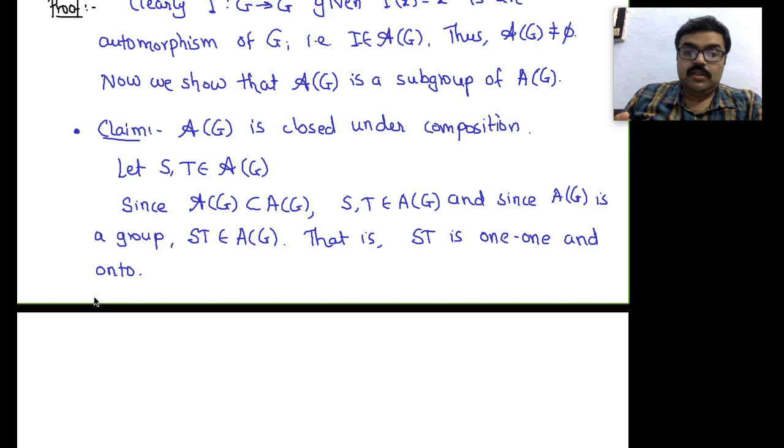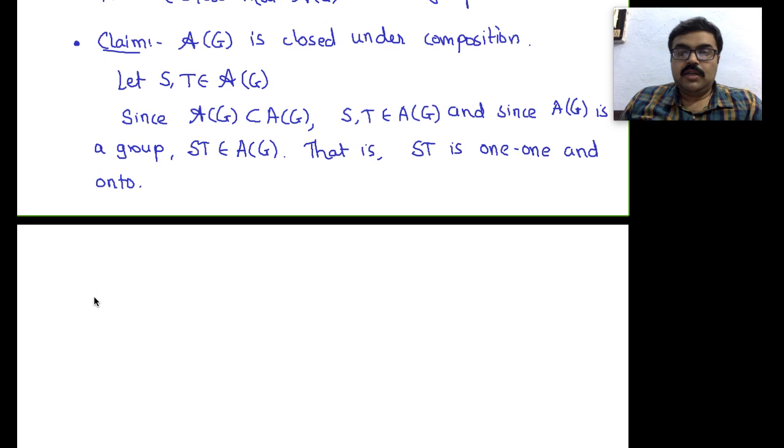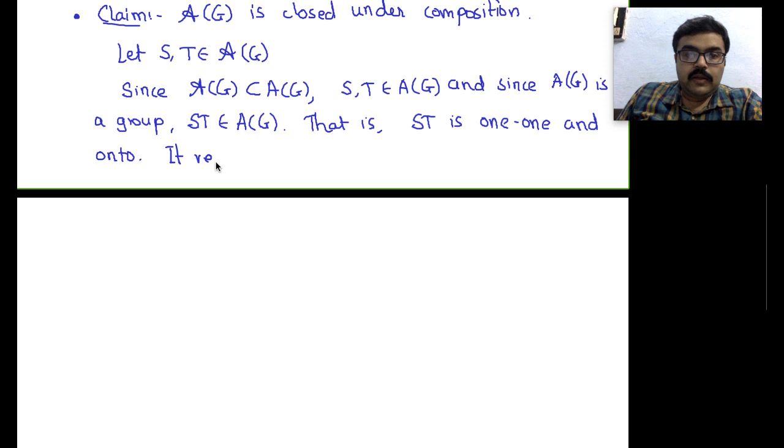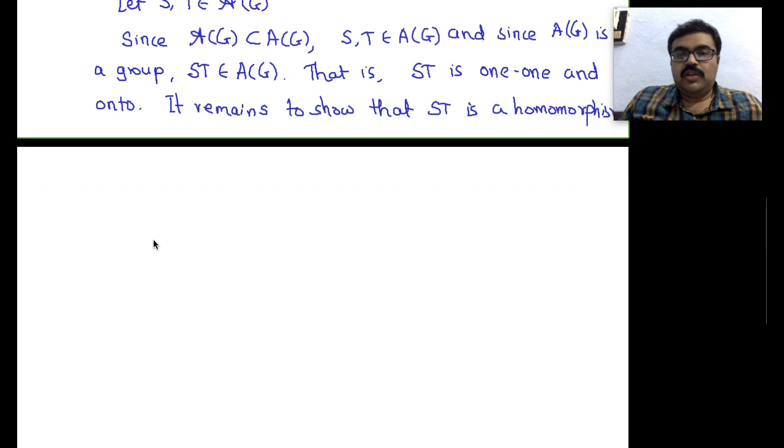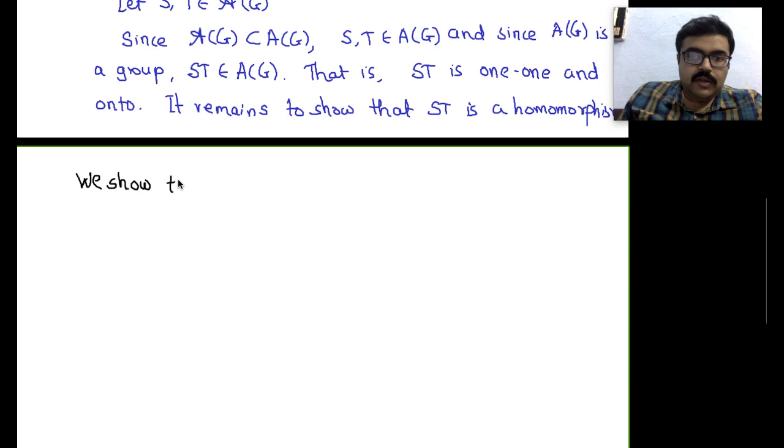So what we need to show now is that ST is a homomorphism. It remains to show that, and it's an easy exercise. Basically, we are showing that the composition of two homomorphisms is a homomorphism. We write ST, though it is actually a composition, so we should write S∘T, but we just don't specify that ∘ for the composition. In short, we show that the composition of two homomorphisms is also a homomorphism.